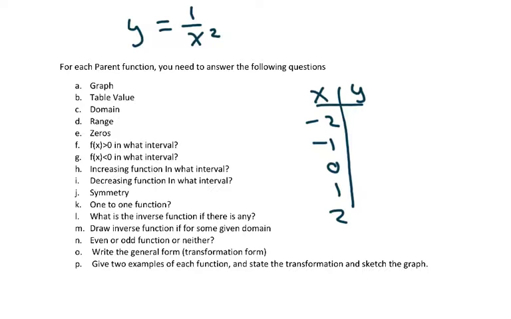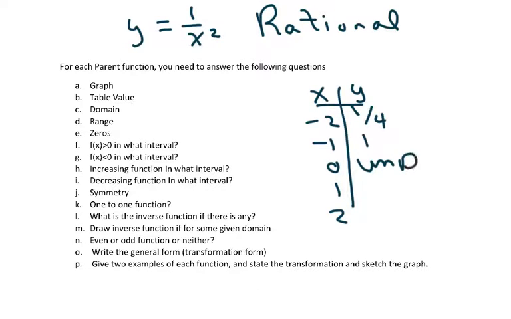Hi everyone, we're going to graph the rational function, parent function, y equals 1 over x squared. And we're going to do a table of values here. If you plug in -2, you're going to get 1/4. -1 is going to be 1. 0 is going to be undefined because you can't divide by 0. On your calculator, it will show up as an error. And 1 and then 1/4.